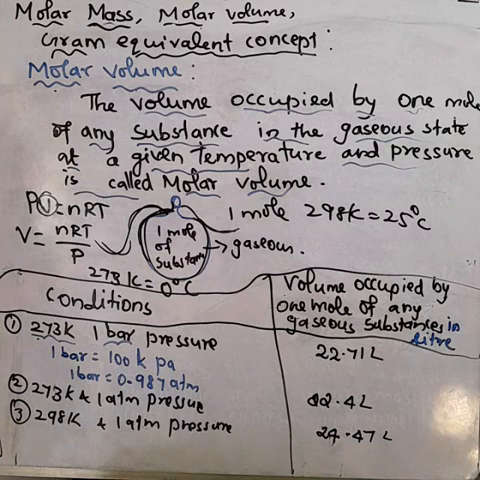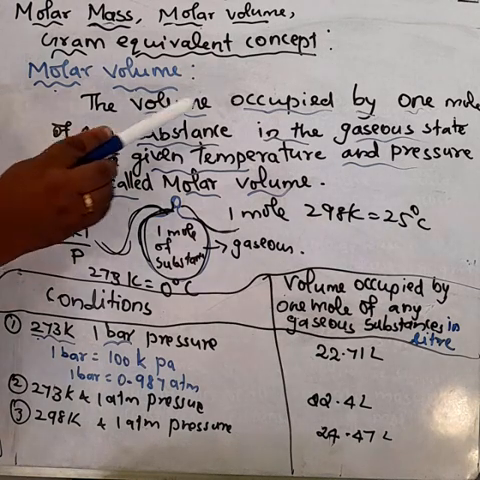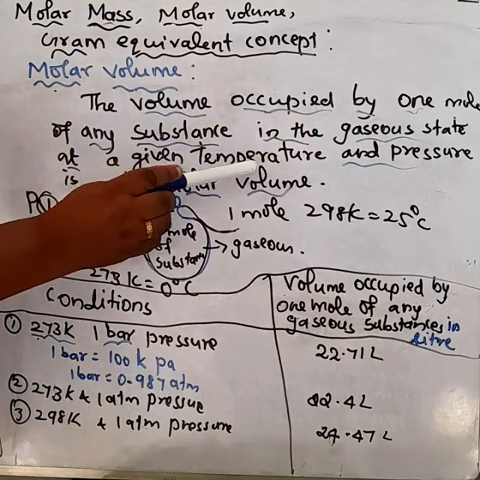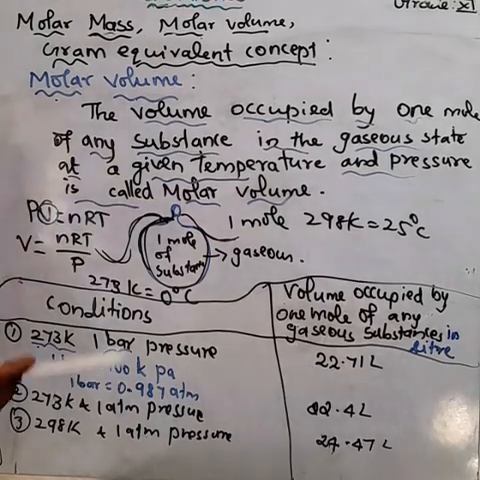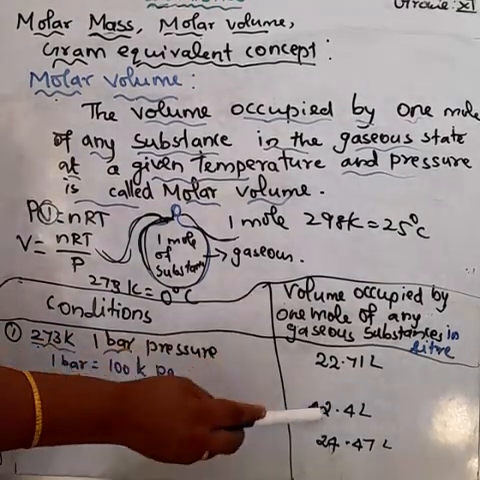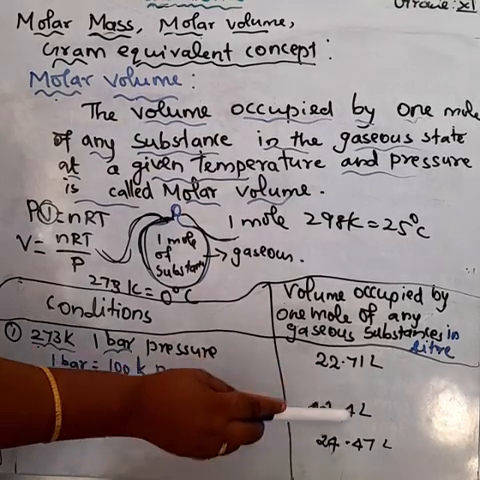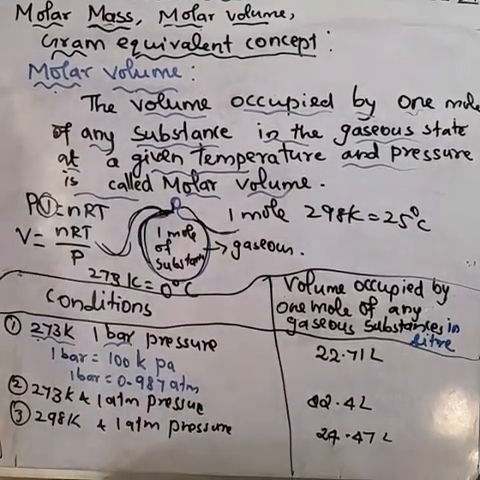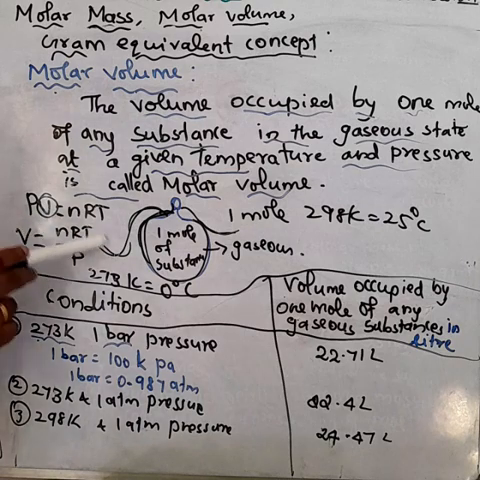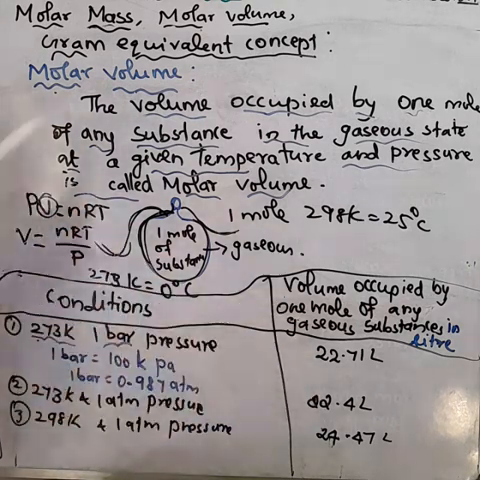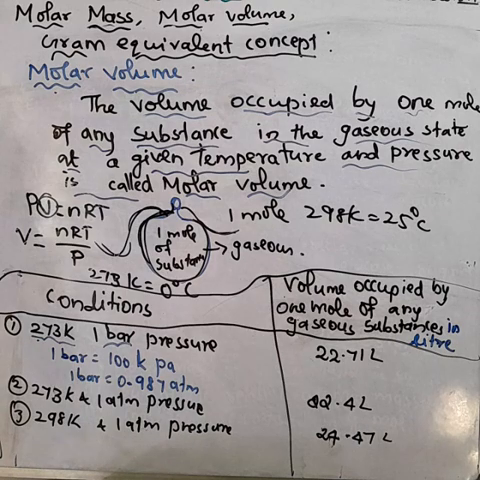This is the molar volume. Molar volume means the volume occupied by 1 mole of any substance in gaseous state at a given temperature and pressure. If you change the temperature and pressure, the molar volume will change. How do we calculate the molar volume? By using the ideal gas formula, V is equal to nRT by P. By using this formula, we get the molar volume of a given gaseous substance. Understood?